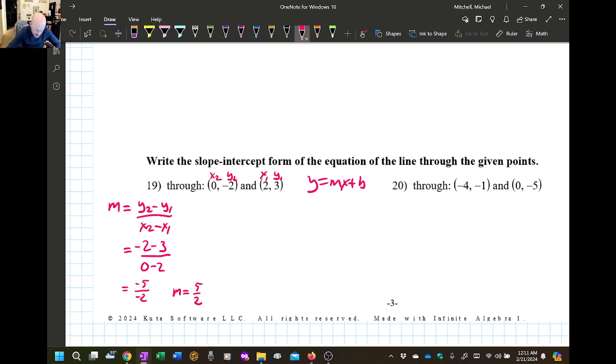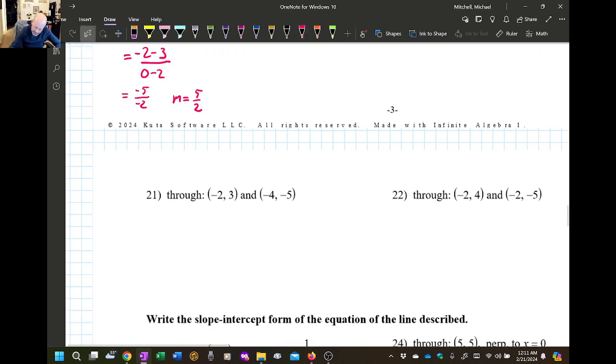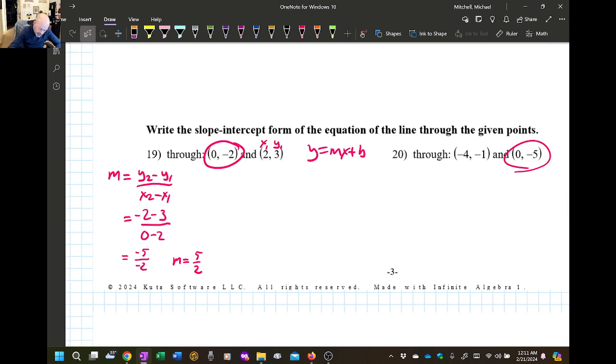Now I can use either one of these points for my x1, y1. Doesn't matter. You know what? I almost forgot about this. I'm going to use this one because this gives me my y-intercept. This is a little cheater method. I just noticed that, ooh, they got it over here too. Do they have it on all of these? Not all of them. But don't forget, if x equals 0, y is the intercept.